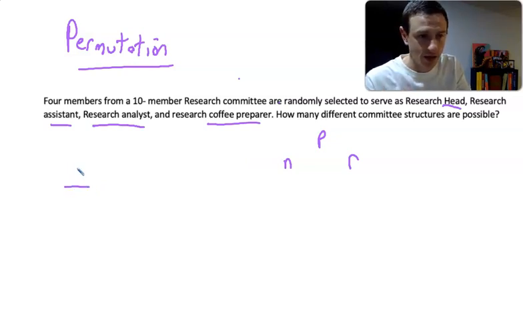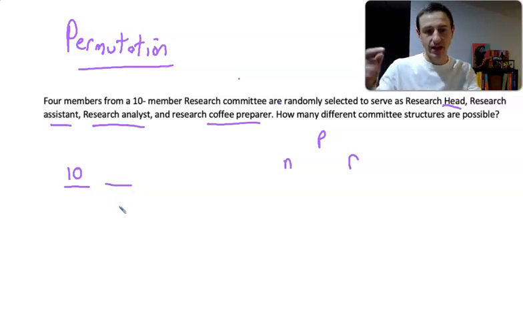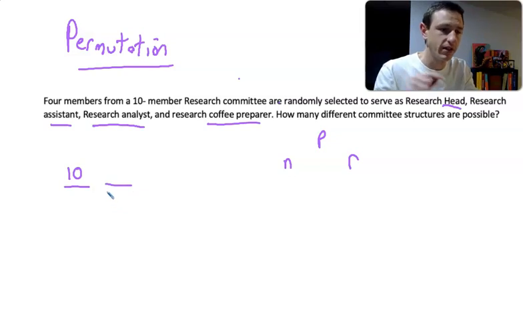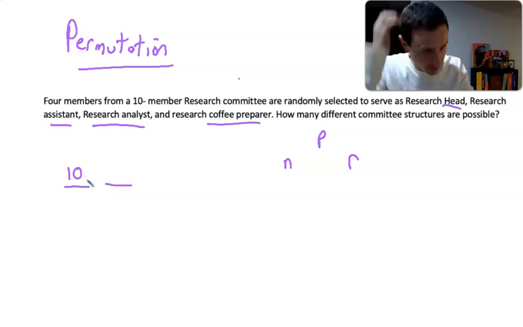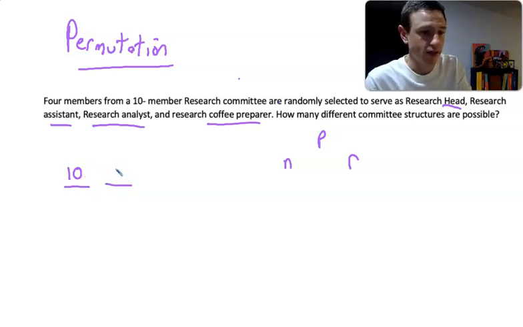Now the first way we could look at this problem without it being a permutation is for the first job that I want to assign. The first job is a research head. How many people do I have to pick from for the first job? I have 10 people. And repetition is not allowed because each person is getting a specific job. After they get assigned that job, they're out of the picture for the next job. So if I assign someone for the research head, then I have 9 people left over for the next job, which is research assistant.